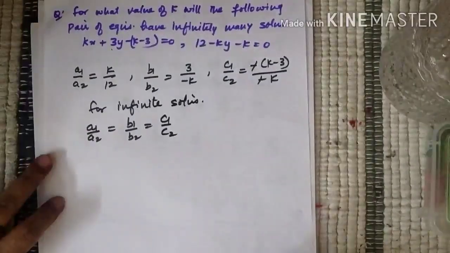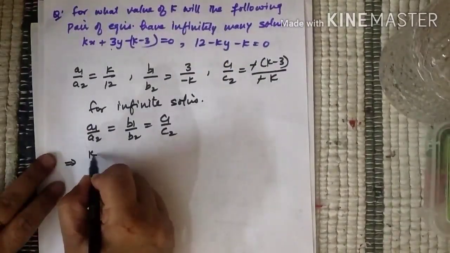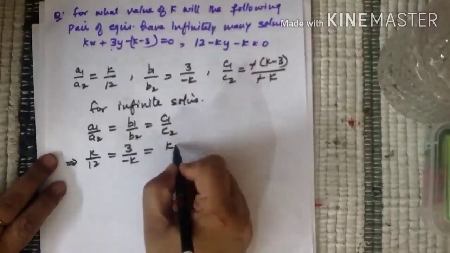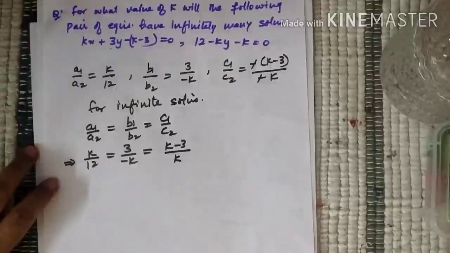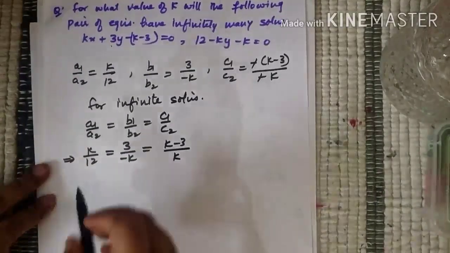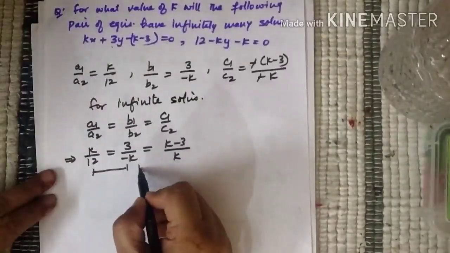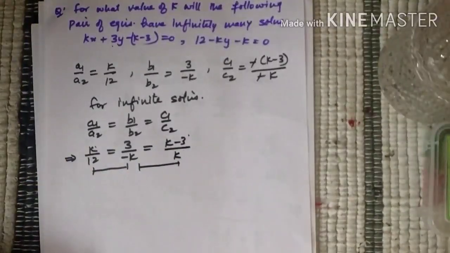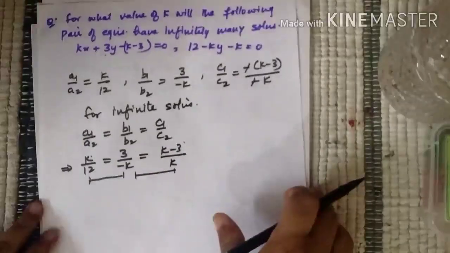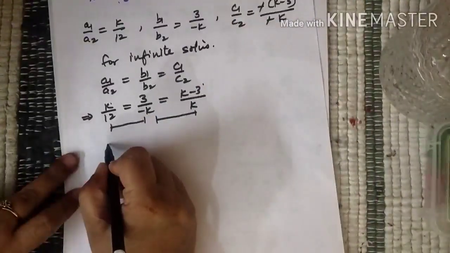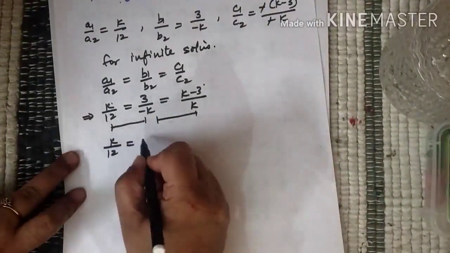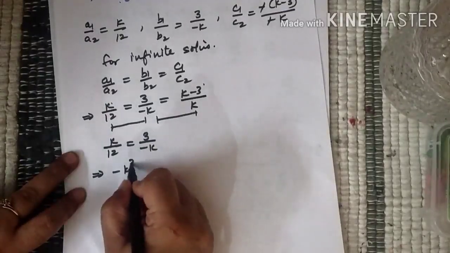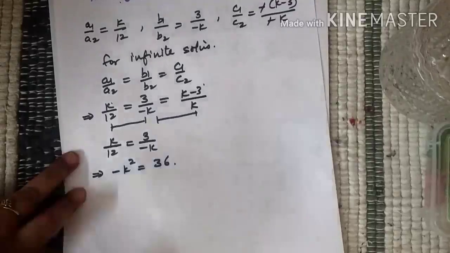So let us equate them. I get k by 12 is equal to 3 by minus k is equal to k minus 3 by k. Now I can see three sets of equations: I can take the first two, the last two, or the first and last. I am looking for the value of k. So let us take the first set. k by 12 is equal to 3 by minus k. So cross multiply, I get minus k square is equal to 36.